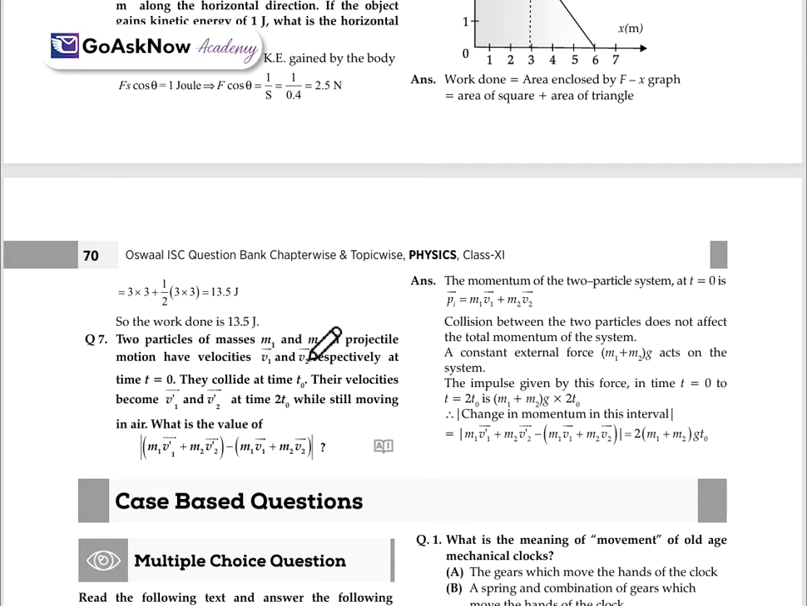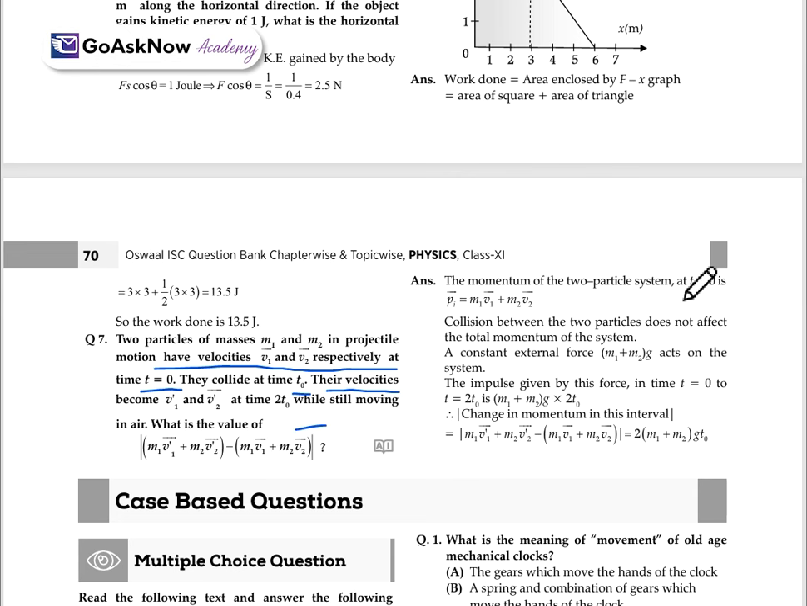Now, two particles of masses m1 and m2 in projectile motion have velocities v1 and v2 respectively at t equals 0. They collide at time t equals 0. Their velocities become v1 dash and v2 dash at time 2t naught. Then, while still moving, what is the value of this? This we will have to find.